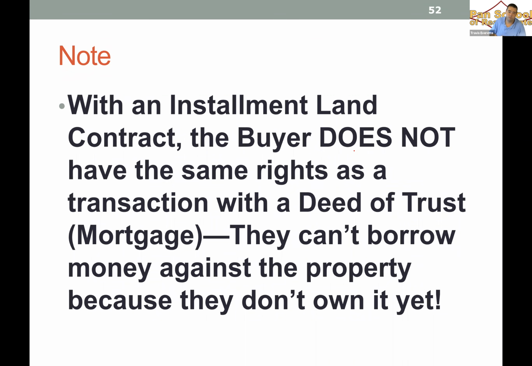It's important to remember that when we do an installment land contract, that buyer is not the same as a buyer who has bought under a more traditional purchase agreement. They don't have the same rights as somebody who has bought. They can't take out a mortgage against the property. They can't borrow money against it because they don't own it. They can't refinance it. They can't sell it, not until they've completely paid it off. So this agreement really does sort of trap the buyer in for quite a period of time while they pay it off.